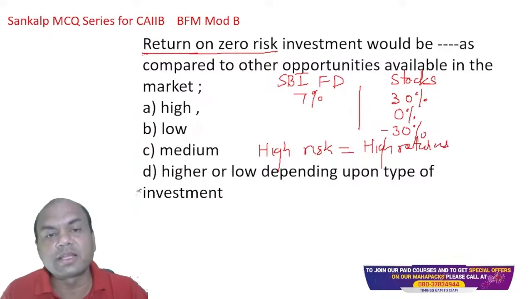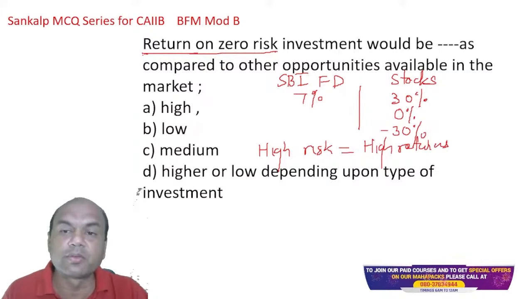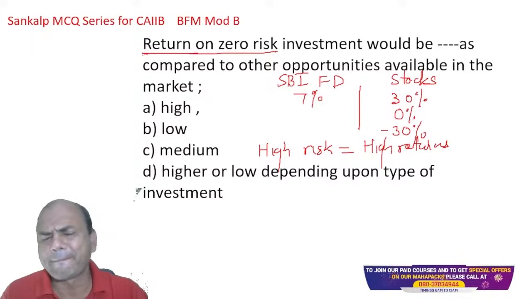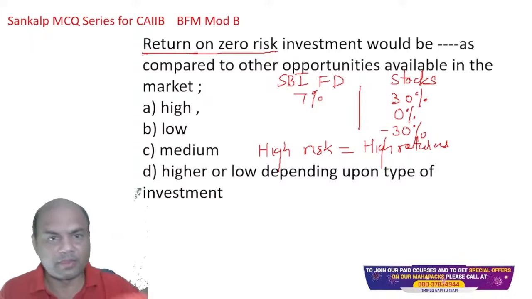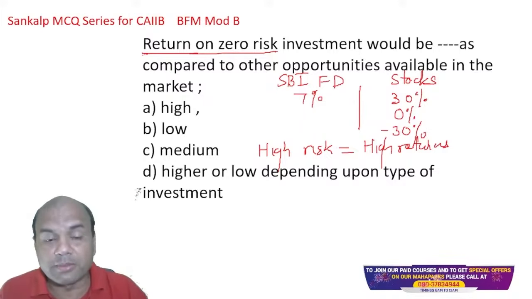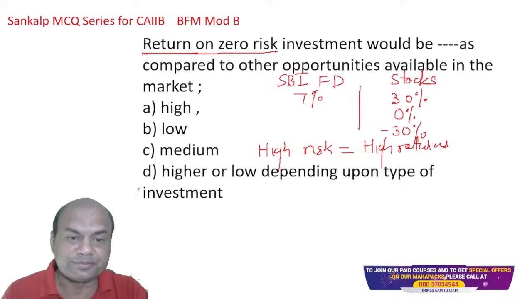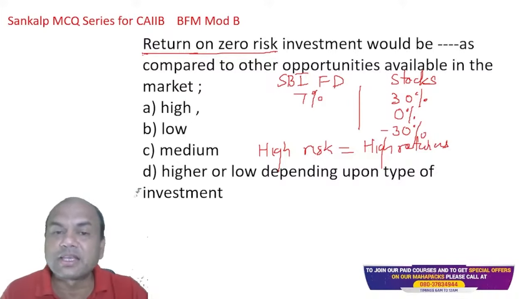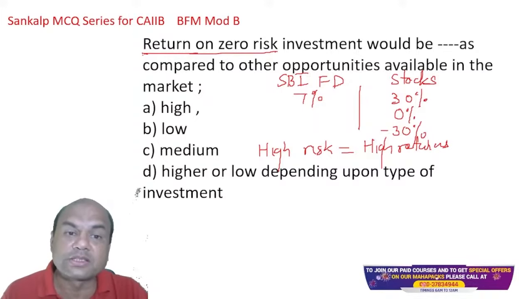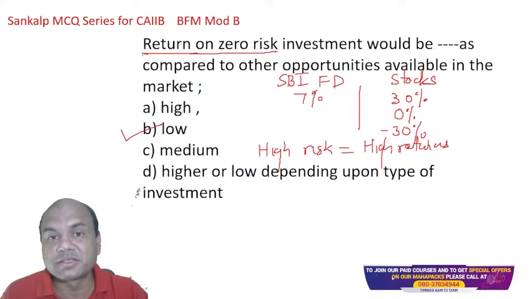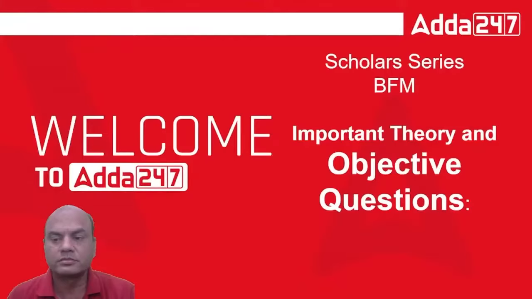So what will be the answer over here? Return on zero risk investment would be dash. High, low, medium, high or low depending upon the type of the investment. What is it? Somebody is typing D. See here, if it is high depending on the type of instrument, then it becomes the riskier element. We are talking of zero risk. Zero risk will always be low. Treasury bills, T-bills are zero risk instruments. Okay.